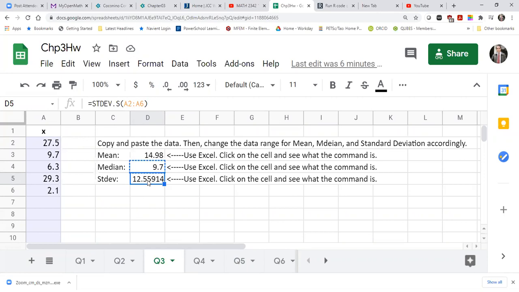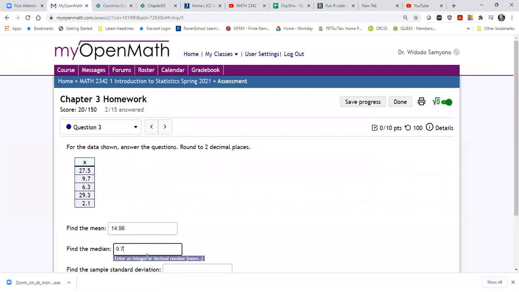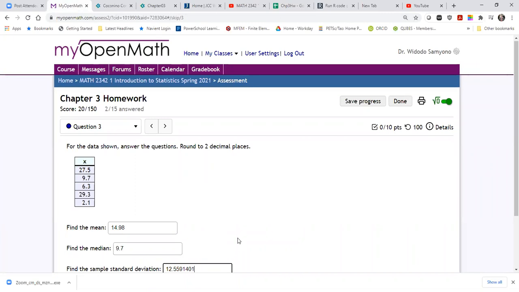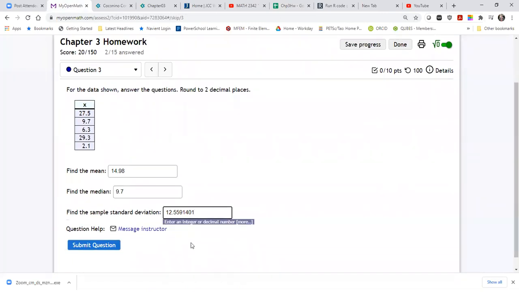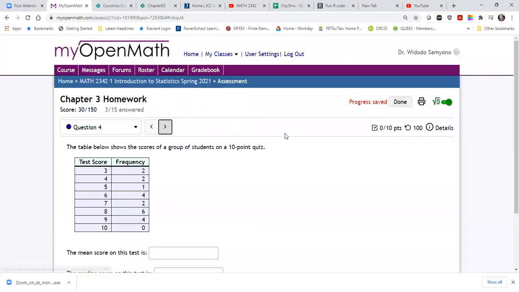Yeah, okay, let's copy this and then put any answer here. Okay. And then how many decimals do you need to round it to? Round to two decimals, right? That means you need to round this to 12.86, right? Okay, you can submit it and it will give you the answer. Okay, so the next one will be number 4 here.